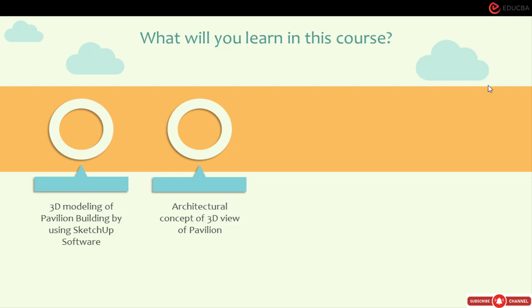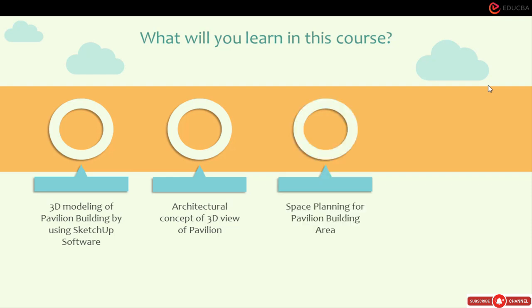By doing this course, you will automatically learn the architectural concept, and how to apply it to any building. Space planning: you will learn how to plan the space. For example, a pavilion building has a certain area, so we will design that area and distribute some of it for the VIP cabin, common sitting arrangement, as well as the gallery entrance, etc.